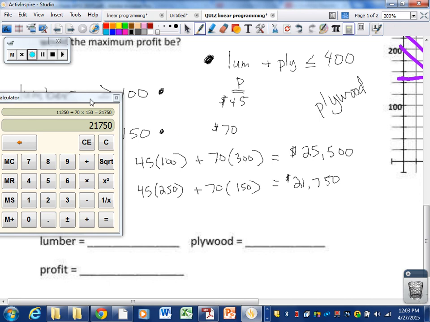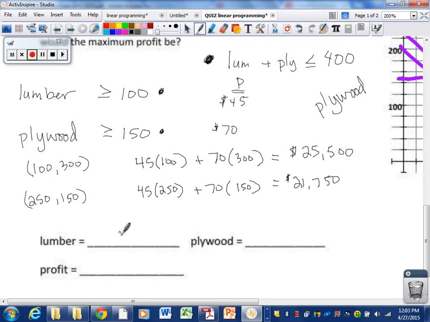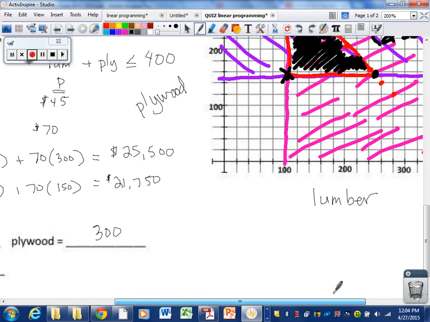So according to your profit function, you should be making 100 units of lumber and 300 units of plywood for a total profit of $25,500. Okay, so yes, I agree.